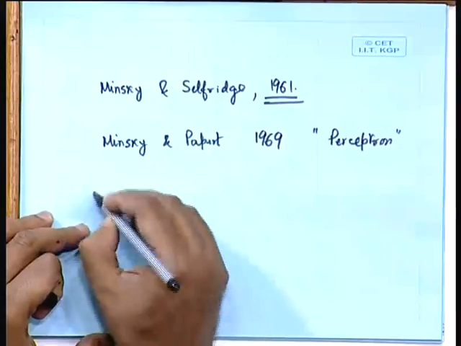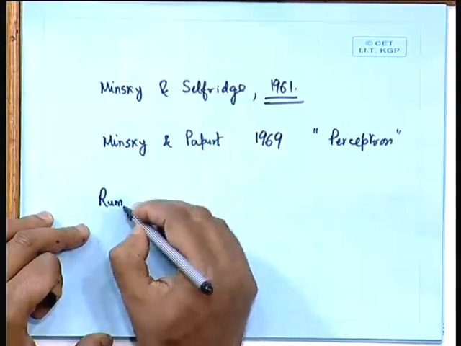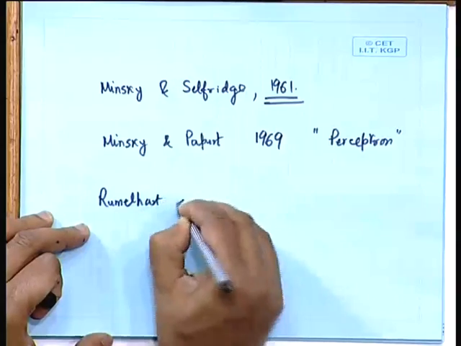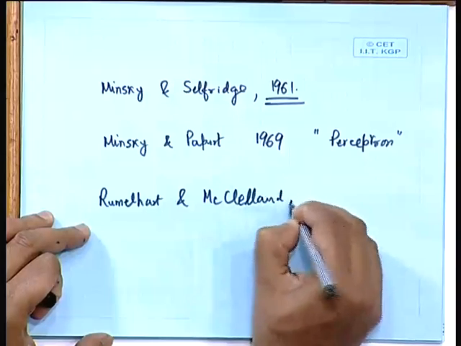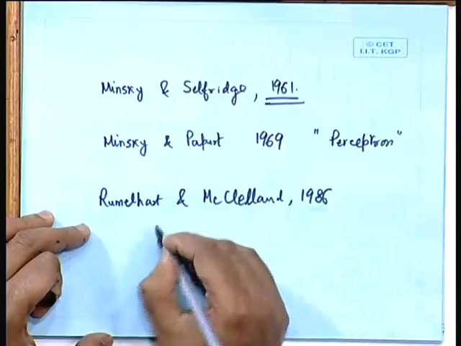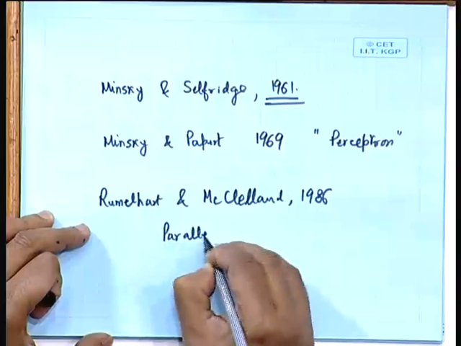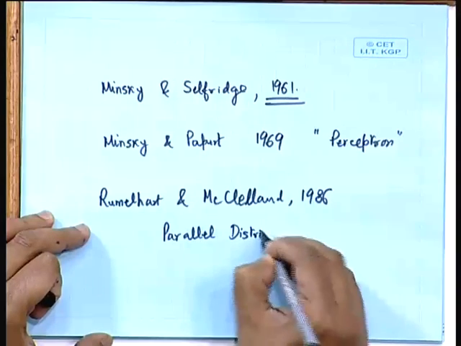In fact, for the next 10-15 years, not many people talked much about neural networks, especially the perceptron and the multi-layer perceptron model. People thought that maybe this was something which was proposed, but not very successful. But in the year 1986, two scientists named Rumelhart and McClelland published a book which is named Parallel Distributed Processing.